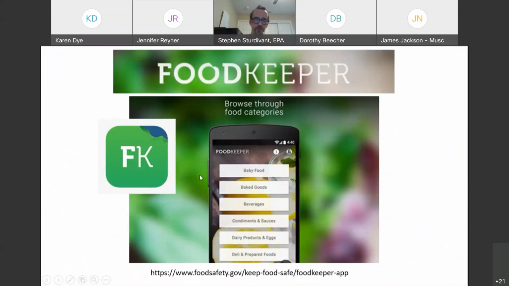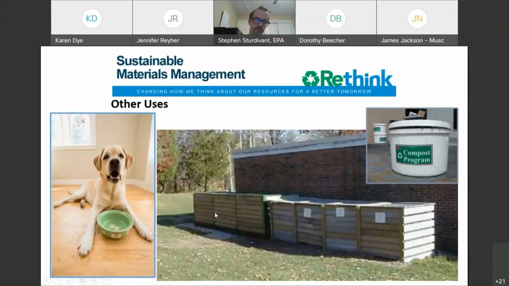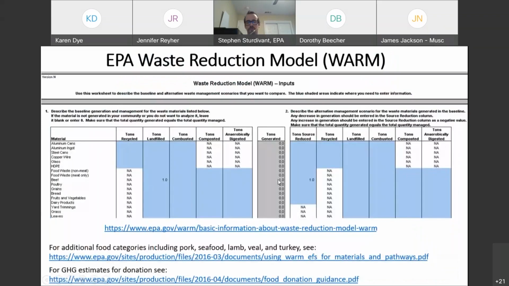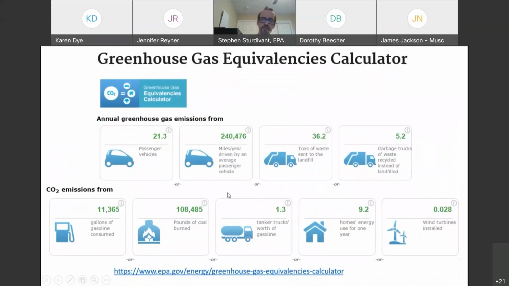There's an app to help you store food to make it last longer. And then a lot of schools are doing composting, and I can definitely talk about that if you guys want to reach out. We have the EPA waste reduction model. This can help you crank out how much emissions you're saving, right? And it breaks it down to a different type of food waste as well, so you can get pretty granular with the data.